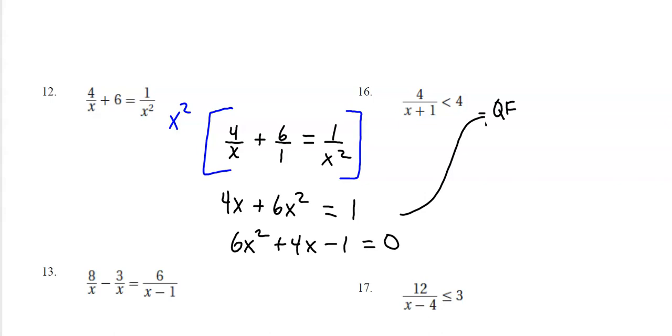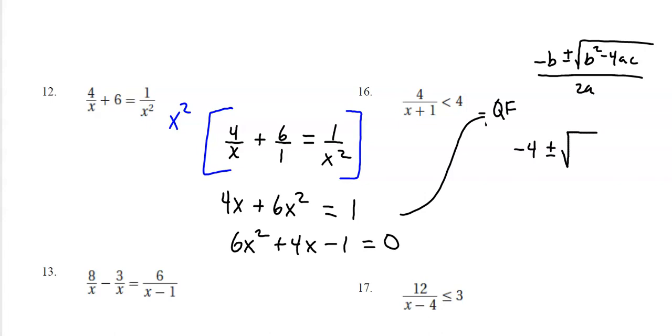Yup. All right. So quadratic formula: negative b plus or minus the square root of b squared minus 4ac all over 2a. So here we go. Negative b plus or minus the square root of b squared minus 4 times a times c, all over 2 times a. All right, let's clean this up a little bit. So that's negative 4 plus or minus, that is 16 plus 24. So that's 40.